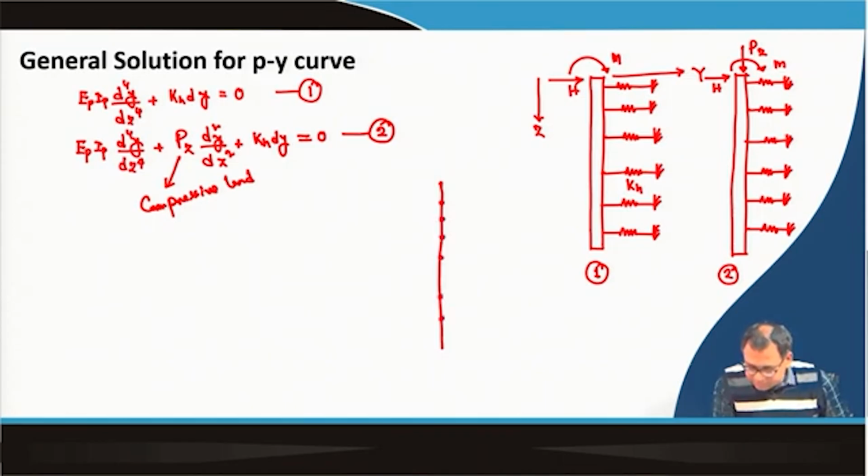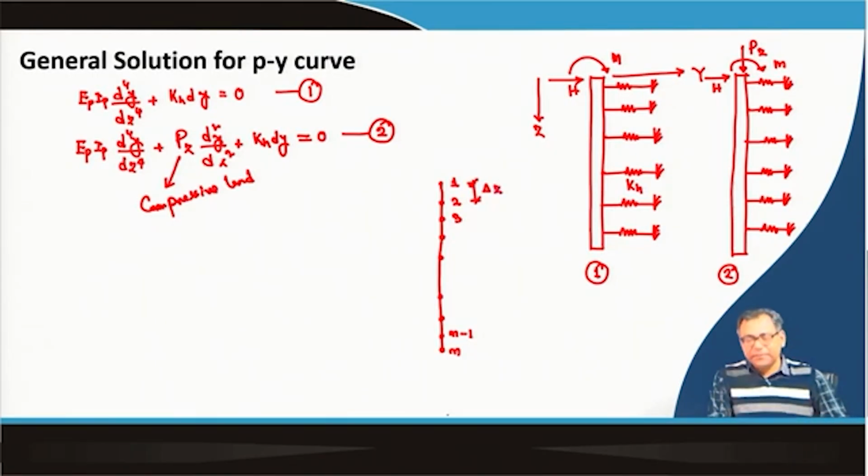Okay. So, this is the number of node points. This is node number 1, 2, 3, similarly this is n minus 1. So, we have divided it into a number of node points with this distance between the nodes as del z. We did this for the beams on elastic foundation case also. But here, how many boundary conditions are required? We need 4 boundary conditions.